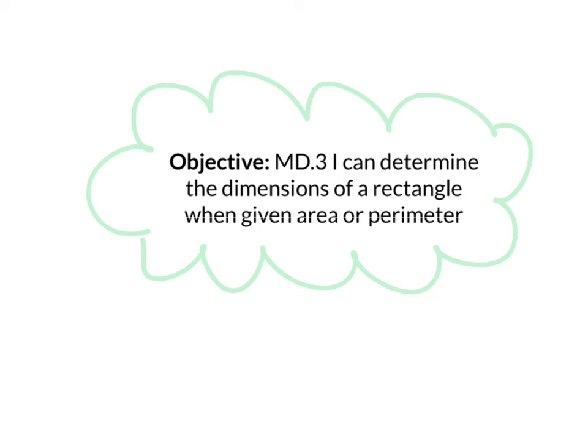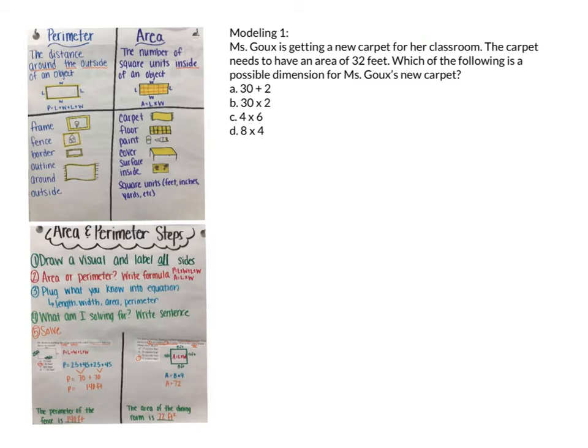Hey, fourth grade. Today's objective is I can determine the dimensions of a rectangle when given area or perimeter. So today our focus is going to be on solving for dimensions rather than area and perimeter. For this video, I want you to watch while I solve, and then the next video we'll solve a problem together.